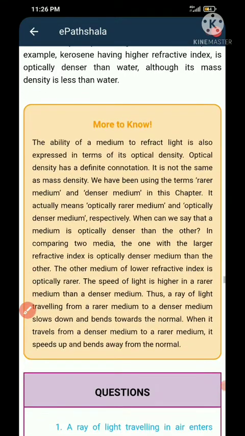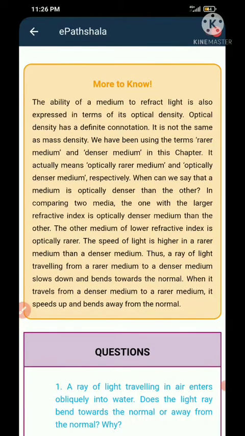Next, more to know: the ability of a medium to refract light is also expressed in terms of optical density. Optical density has a definite connotation. It is not the same as mass density. We have been using the terms rarer medium or denser medium in this chapter. It actually means optically rarer medium and optically denser medium in lots of books. So we avoid it for better understanding and ease of concept.